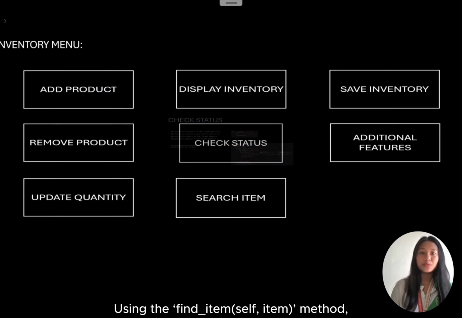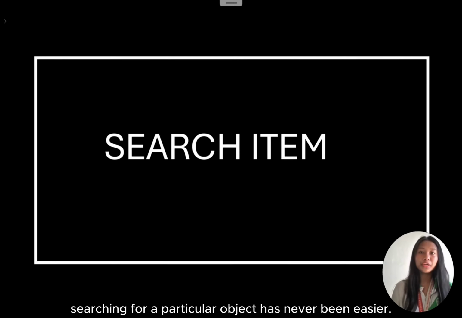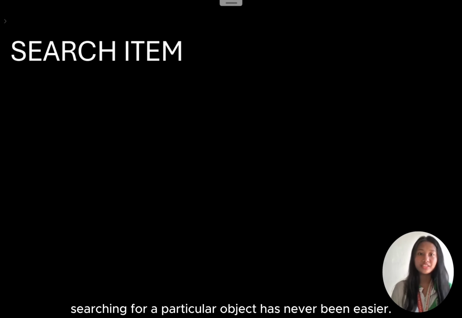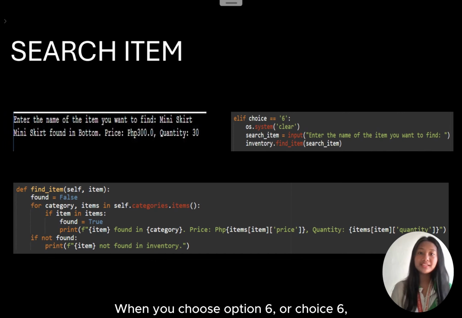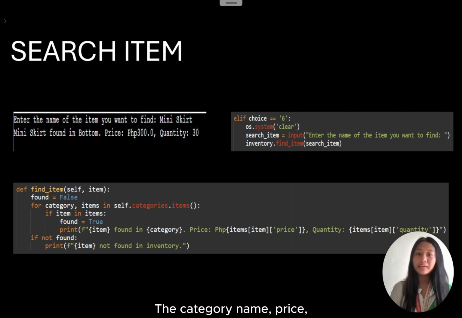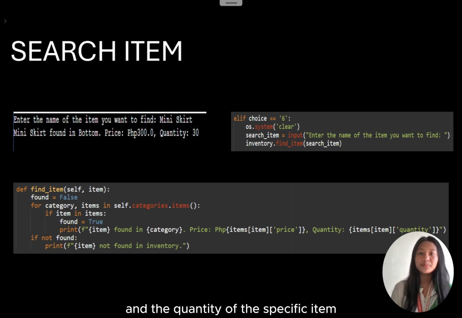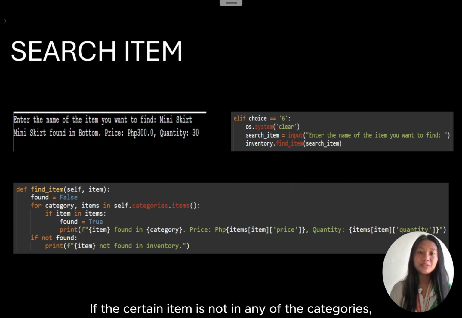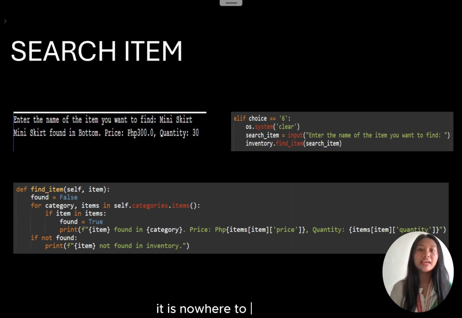Using the find item or search item method, searching for a particular object has never been easier. When you choose option 6, search item, in the inventory menu, the program will ask you the name of the item you want to find. The category, name, price, and quantity of the specific item you want to discover will pop out if it's in any of the categories. If the item is not in any of the categories, the program will otherwise print that it is nowhere to be found.